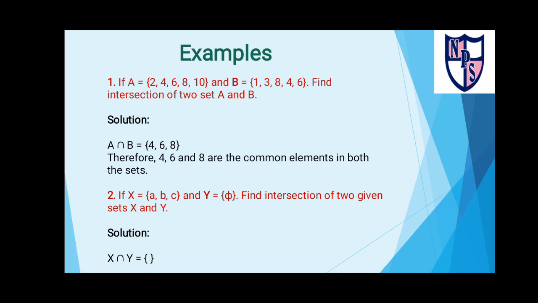In the second example, set X contains A, B and C, while set Y is a null set. It means both sets have nothing in common, so the intersection is the null set. Here is one more point to remember. The intersection of any set with an empty set is the empty set, or you can say the intersection of a set with any empty set will be the null set.